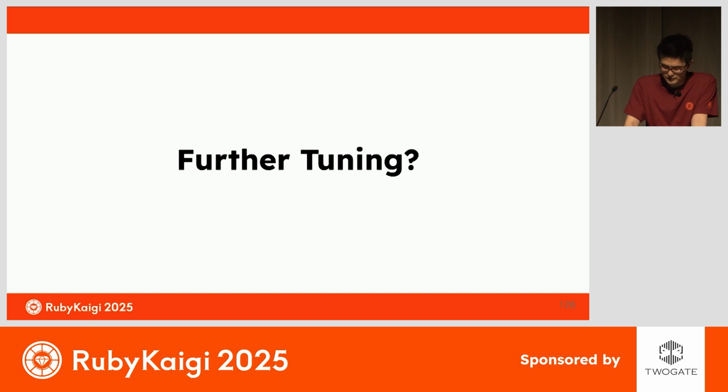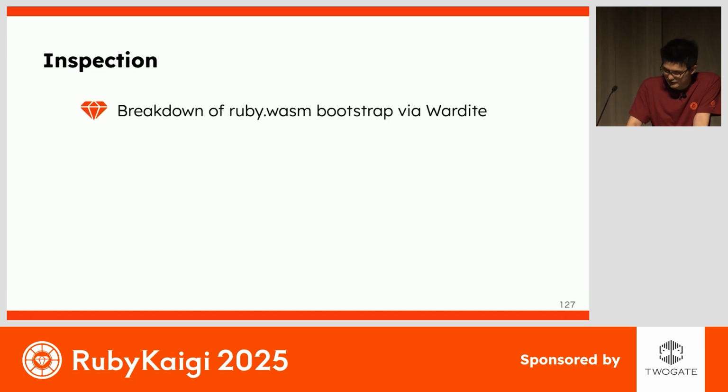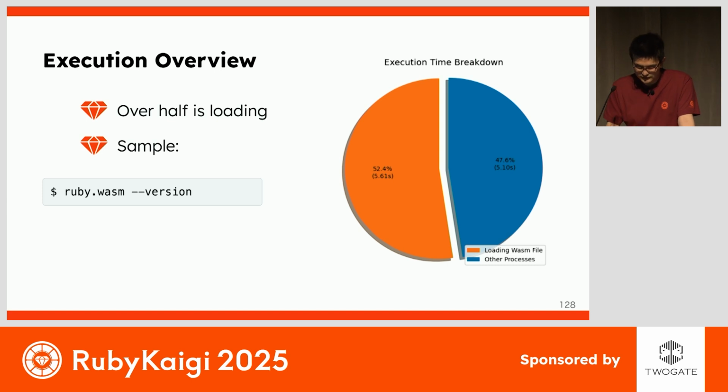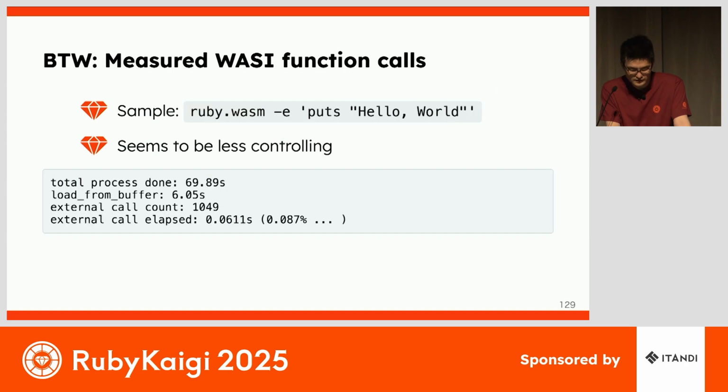There are some more to-dos. For example, addressing ruby.wasm starting time. Parsing the binary file itself accounts for over half of the startup time, so there might be room for optimization. On the other hand, the impact of interactions with WASI functions appears to be relatively minimal.